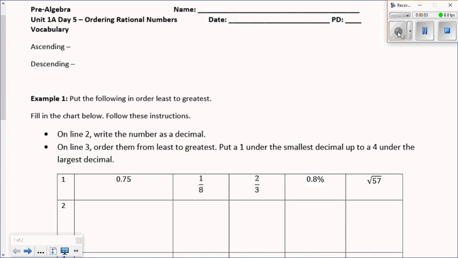Hello everyone. Today it's really our last day of notes for Unit 1A. We're going to be talking about ordering rational numbers. So let's go ahead and get started.